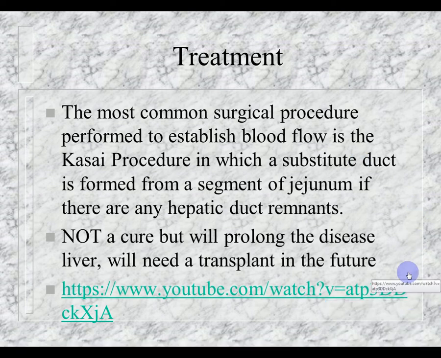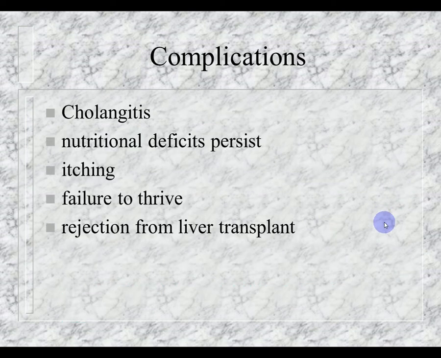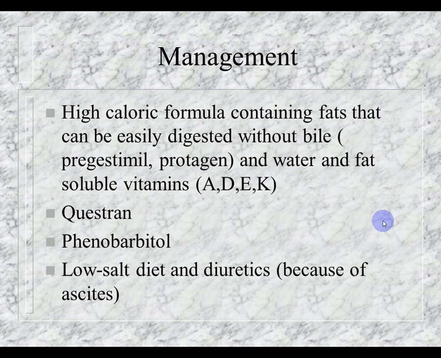All right. As far as complications, you can see here inflammation of the bile ducts, nutritional deficits, itching, failure to thrive, and rejection of the liver transplant itself. Management is a high caloric formula containing fats that can be easily digested without bile. Pregestimil is very important. That's a very common one that we use. Water and fat-soluble vitamins A, D, E, and K have to be replaced.